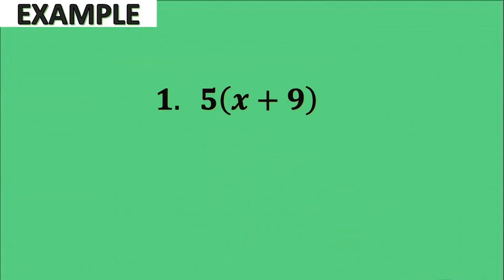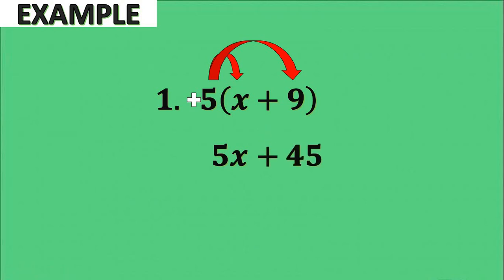Let's have some examples. 5 times the quantity x plus 9. As you can see, we cannot perform the addition here. Thus, we will apply the distributive property of multiplication. 5 times x, we will have 5x. And then 5 times 9, we know that 5 is positive by default, and then 9 is also positive because of the operation plus sign here. The product of two positives is positive, so we must put a plus sign there. The product of 5 and 9 is 45. Therefore, the answer is 5x plus 45.